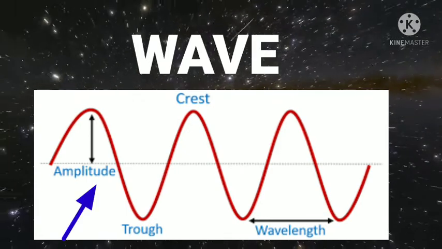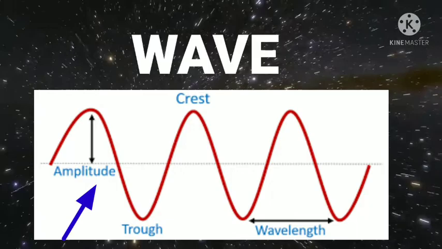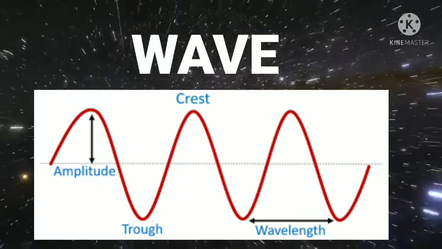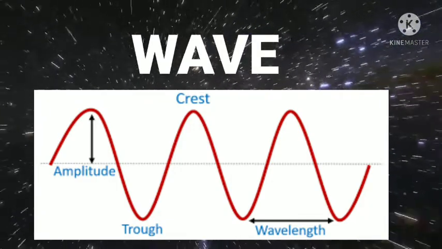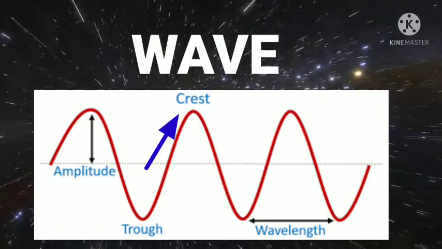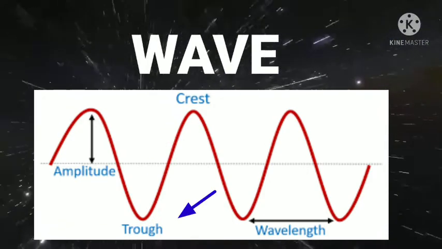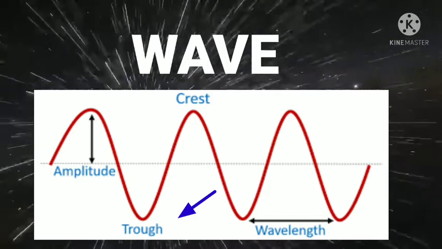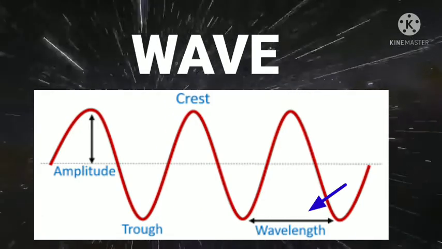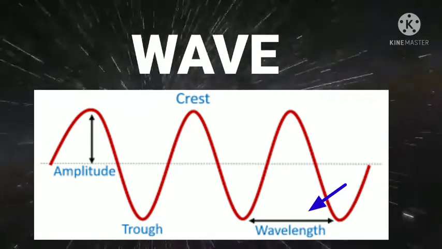Amplitude. It is the maximum amount of displacement of a particle on the medium from its rest position. Crest. It is the upper part of the wave. Trough. The lowest part of the wave. And wavelength. It is the distance between crest or between trough.